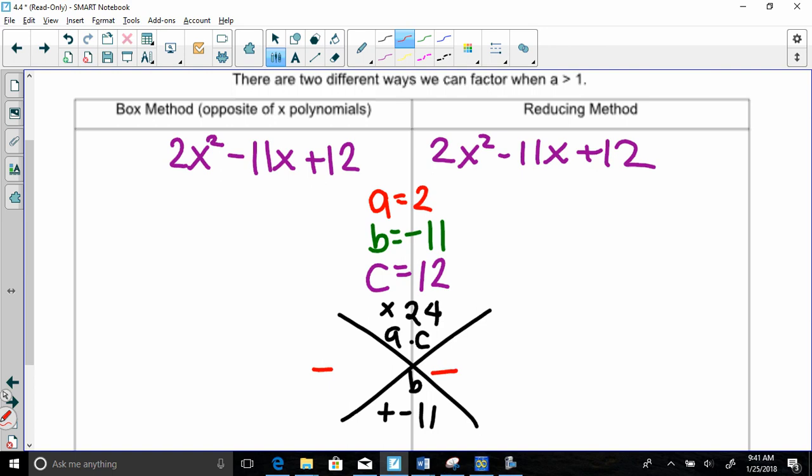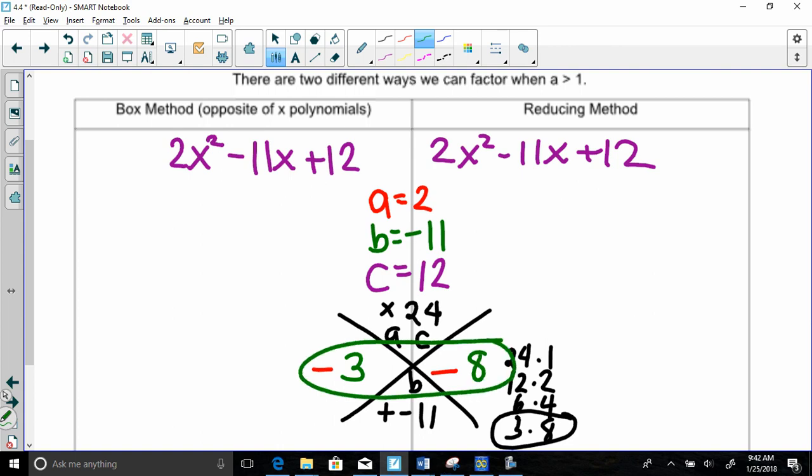Now, what numbers multiply to 24? Who can raise their hand? Tell me 2 of them. TJ. 12 and 2. Who can give me another one? 6 and 4. Who can give me another one? 3 and 8. Another one. One more. 24 and 1, right? Which one of those adds to 11? Negative 3 and negative 8 would make negative 11. So, ding, ding, ding, we have our factors, right? Negative 3 and negative 8.